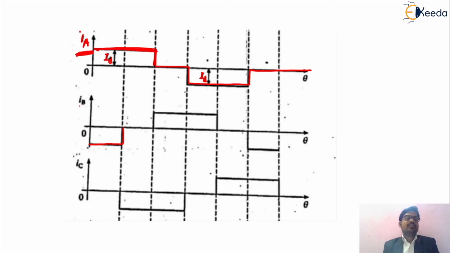Now we can understand what the value of the current IB flowing in winding B should be. We get the output of this current in the negative direction while the current is flowing in IA.